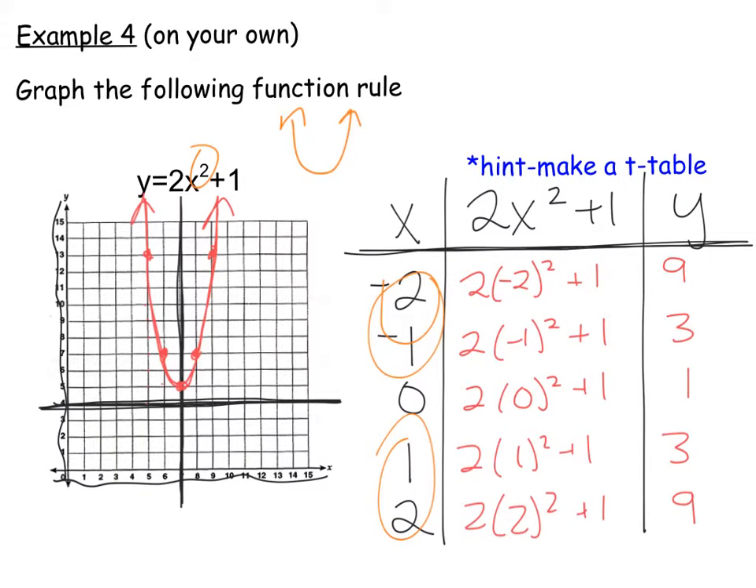If you notice, when I found my points, -2 and +2 gave me the same value, as well as 1 and -1 gave me the same value. When I graphed it, I got my U-shaped parabola, and I'm good to go.